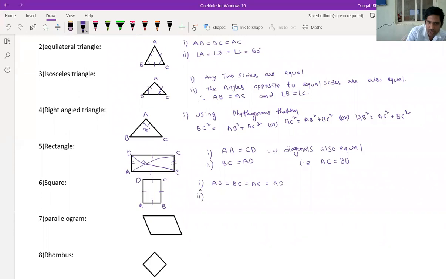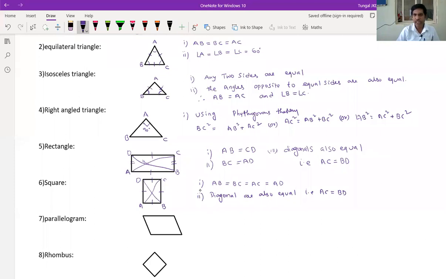Next, the second one. Here also the diagonals are equal. So diagonals are also equal. What are the diagonals? Nothing but here, that is AC is equal to BD. So these two conditions are enough to prove the given 4 points form a square.